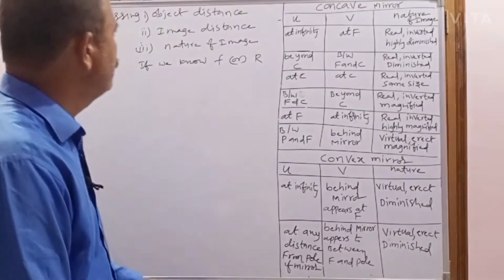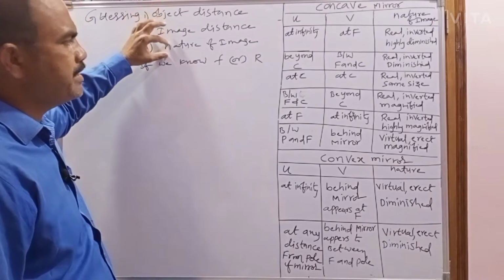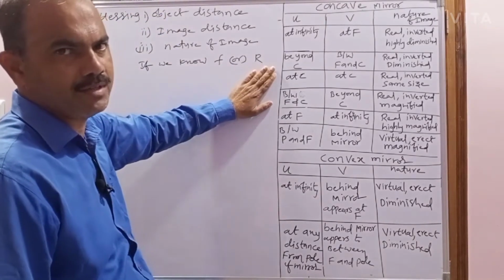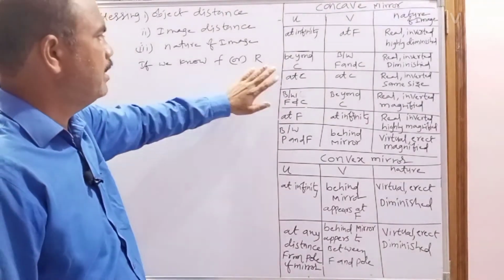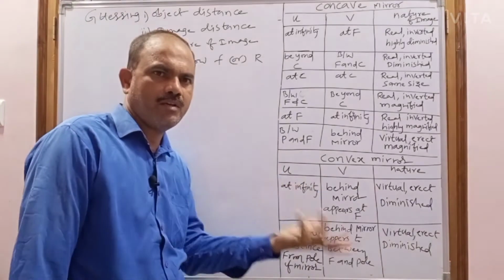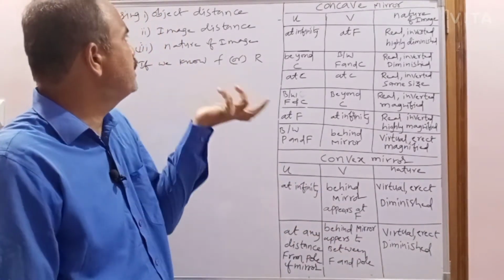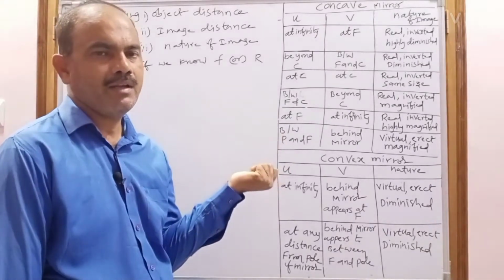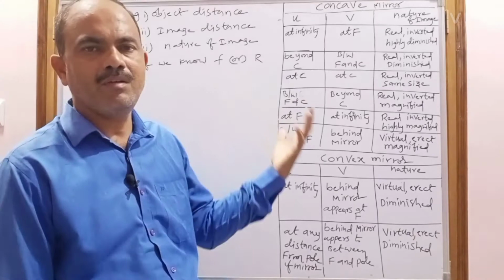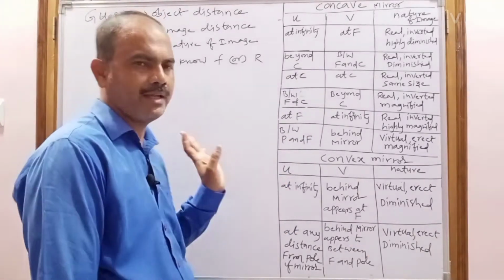So now we come to how to guess the object distance, image distance and nature of image if you know the focal length and radius of curvature. In the problem, they give it like this: a concave mirror of a certain focal length will be given, and then the object distance will be given, and then guess where the image is formed, and they will ask you to write the nature.